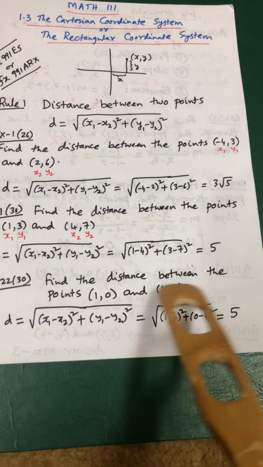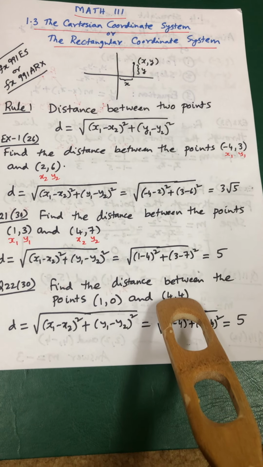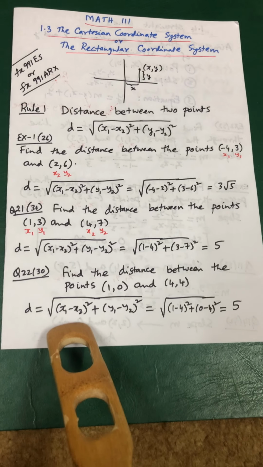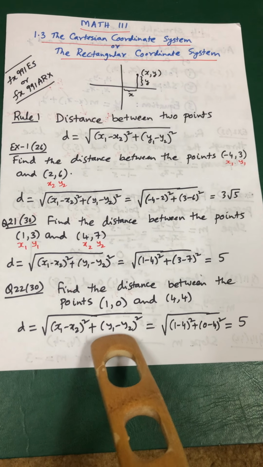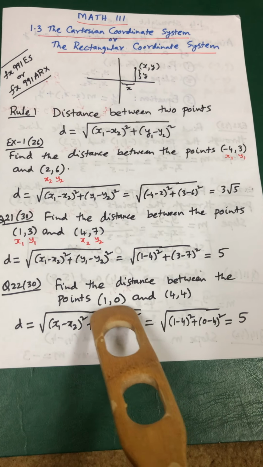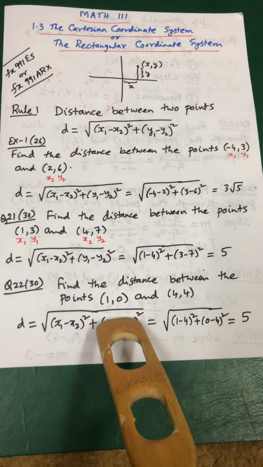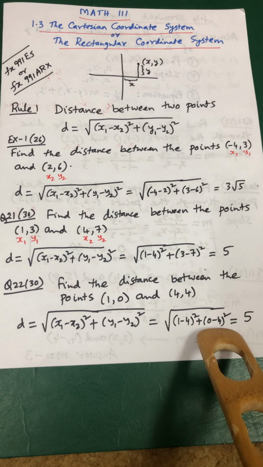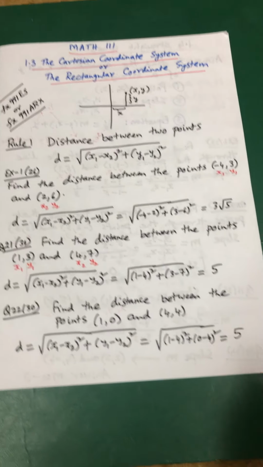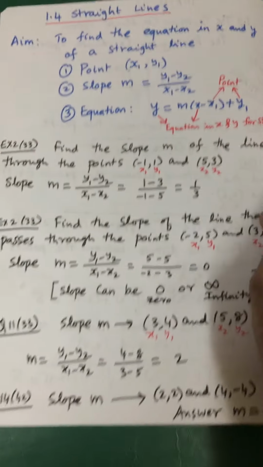Another question, find the distance between 2 points 1, 0 and 4, 4. Write the distance formula, D is equal to root of (x1 minus x2) whole square plus (y1 minus y2) whole square. Here x's are 1 and 4, so (1 minus 4) whole square, plus y's are 0 and 4, so (0 minus 4) whole square. Use calculator, you get 5. We'll go to the next question.